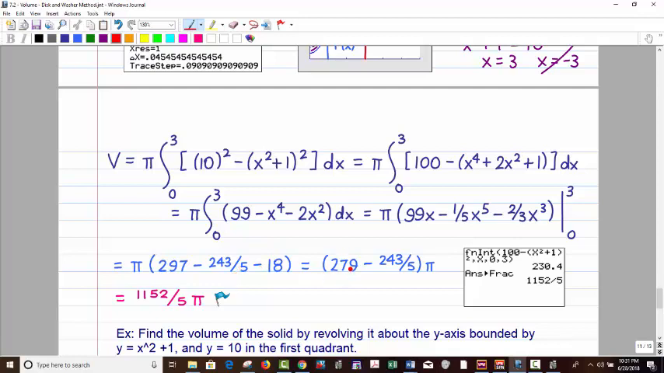And then when you get a common denominator of 5 right there, and subtract it. So 5 times 279 would be 1395, I believe. Subtract 243, you get 1152. And there it is, 1152 over 5 times pi. And there you see the f and f without the pi.